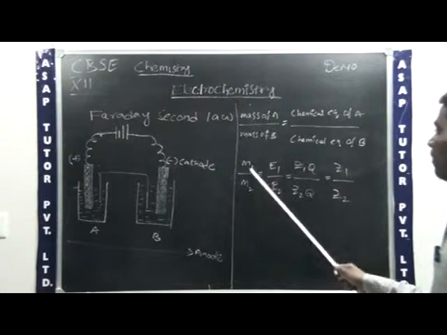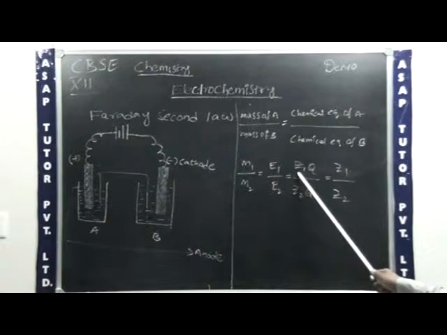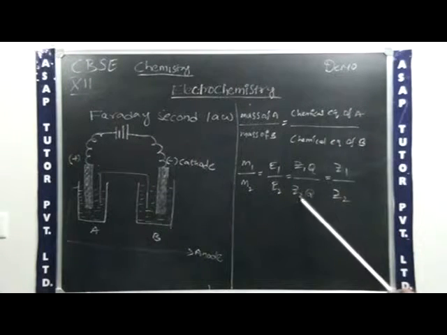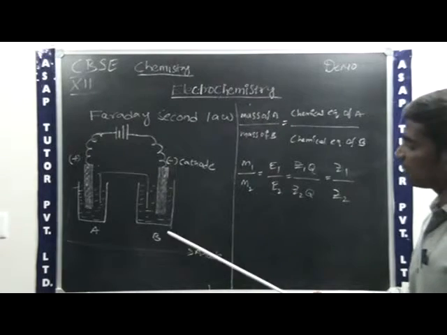Therefore, M1 by M2 equals E1 by E2. That means Z, we know that the chemical equivalent of A and the chemical equivalent of B, or chemical equivalent weight as we also call it. So directly I am writing Z1 and Z2. This is Faraday's second law. What does Faraday's second law mean?